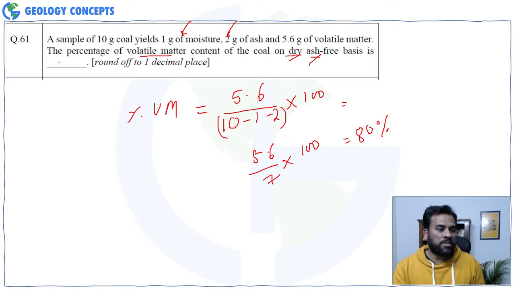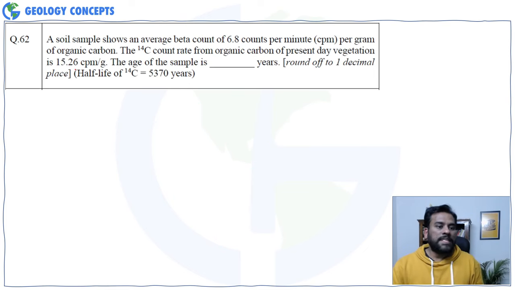80 will be the answer. So don't write the percent sign. You write 80 here, never put the percentage sign, just enter the numeric value. Okay. 62.